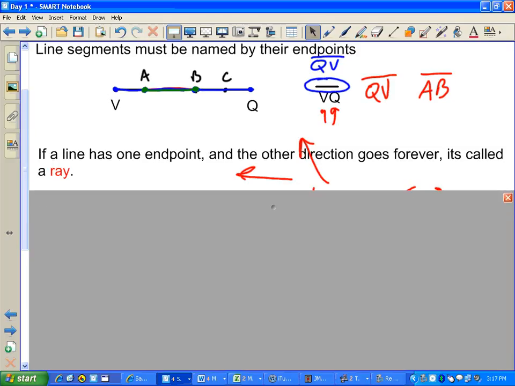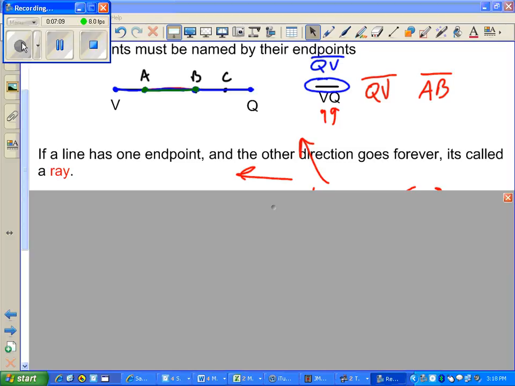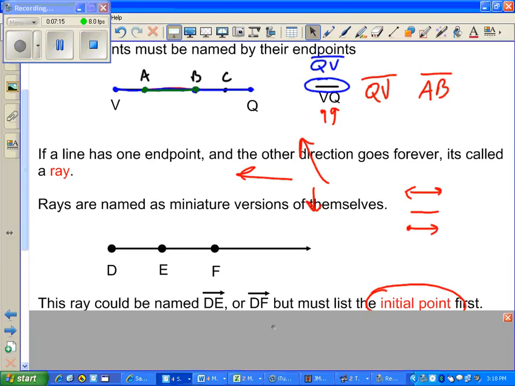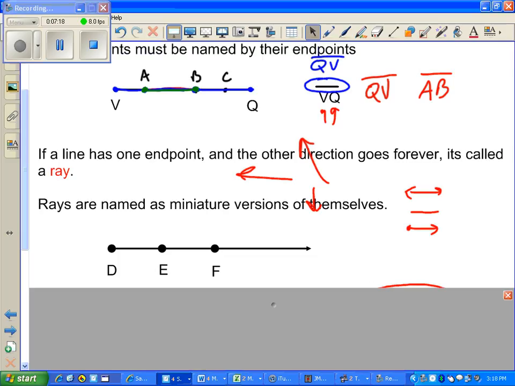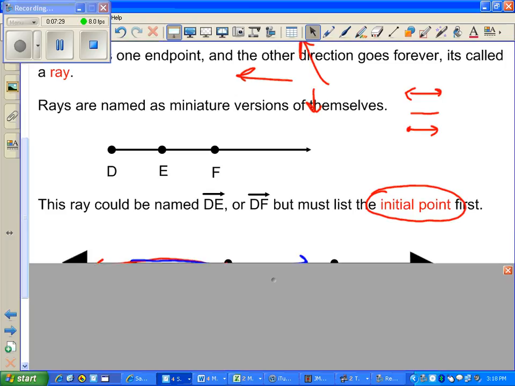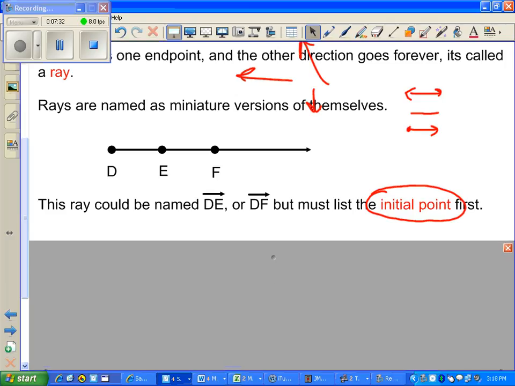If a line only has 1 endpoint and one side of it goes on forever, then it's called a ray. So it would look something like this. If I want to talk about this entire ray, it would start at point D, and it would go towards E, or I could say it starts at D and goes towards F, and that's exactly how I name it also. So I could name it DE. It looks just like a miniature representation of itself. It starts at D, so that's where my symbol starts, and it's pointing towards E. I could also say DF, and those would be the same rays.